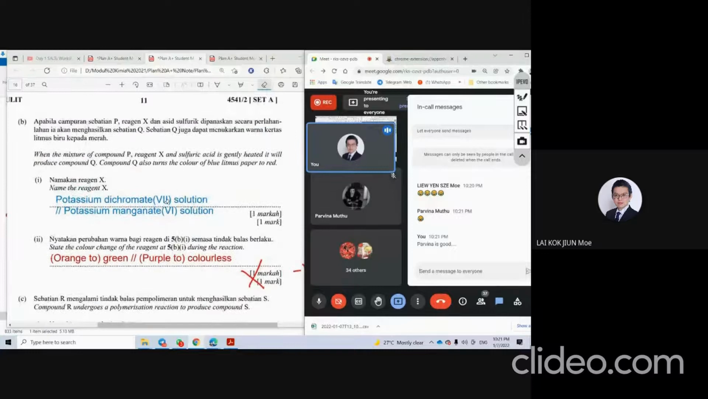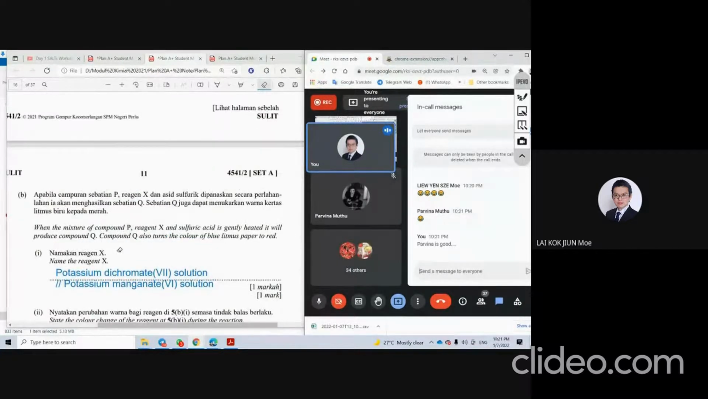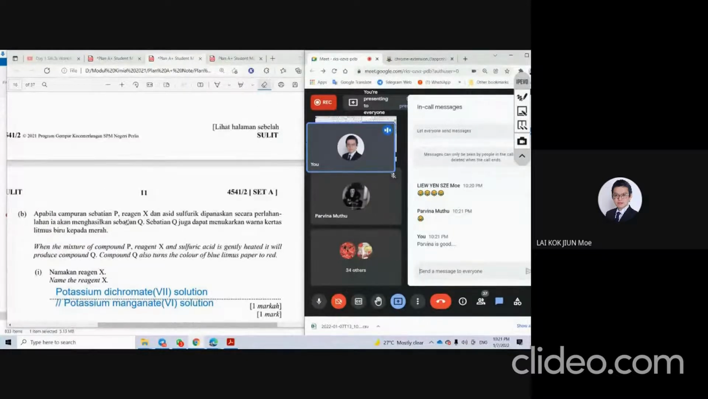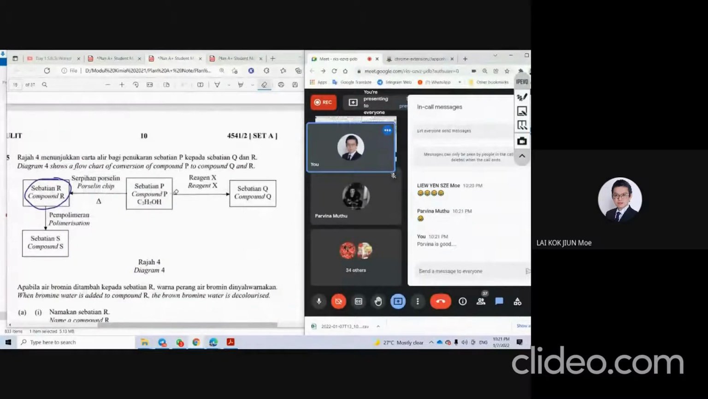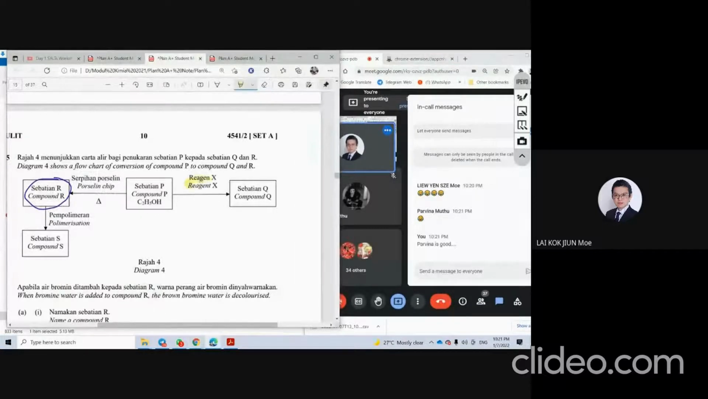So potassium manganate, dichromate, okay this one no problem. You see, name the reagent X. Reagent X ialah something here. Reagent X here. It can make the alcohol into carboxylic acid.